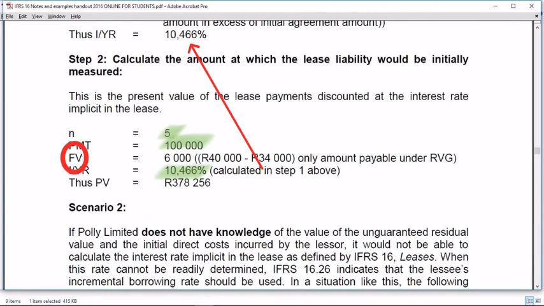Focus now on the future value. Now it's the future value in terms of the lessee, and that would result in the amount payable under the residual value guarantee, and that is only the 6,000. How did I get to the 6,000? The residual value guarantee is set at 40,000. If the fair value of the asset drops below the 40, the difference is payable by the lessee. So the difference of the 6,000 is the only amount that the lessee will still have to pay as a final payment. With these variables, you then get your present value to be 378,256.